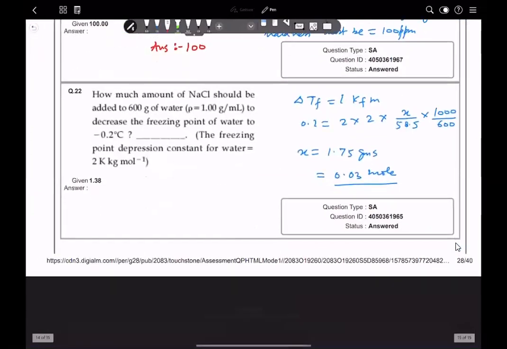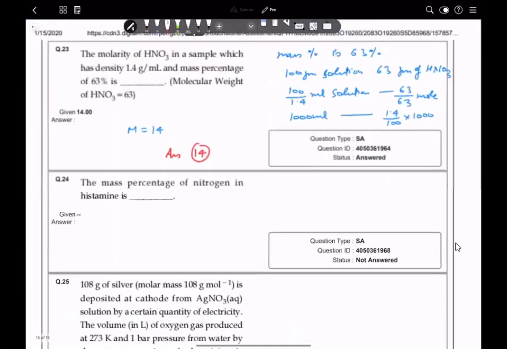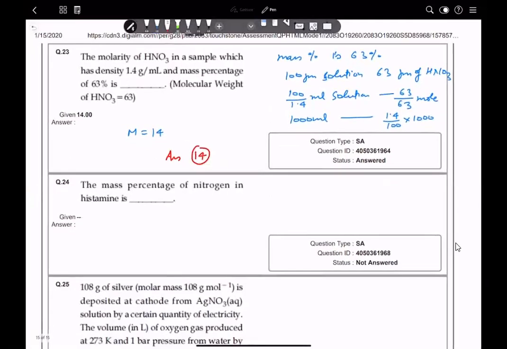And the answer for the last question was either 1.75 or you can write 0.03. It depends: if you write your answer in terms of moles, it is 0.03. If you write in terms of mass, it is 1.75 gram. And in question number 23, your answer is 14.